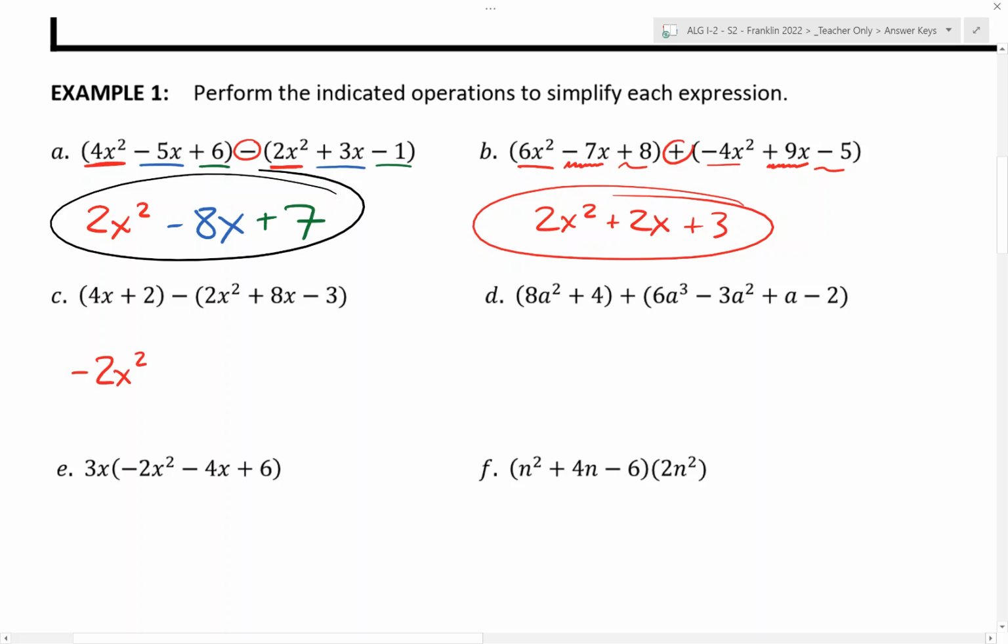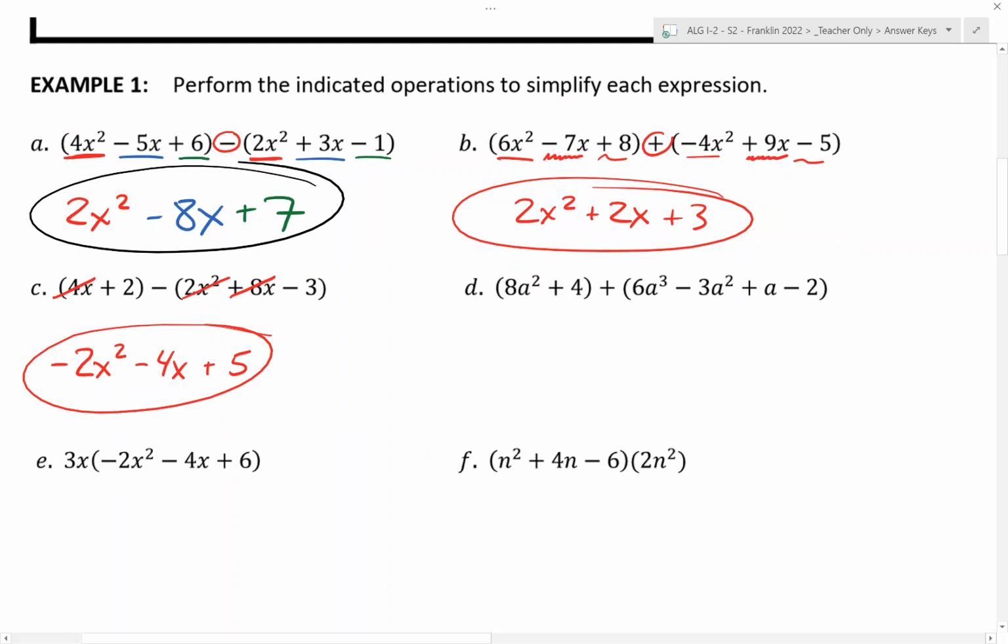Something that can be helpful is if you cross out the terms as you do the operation. That way you know what you've already done. So next we have 4x minus 8x, that's negative 4x. And then 2 minus negative 3, which is 2 plus 3, which is 5. So negative 2x squared minus 4x plus 5. Let's look at the next one.